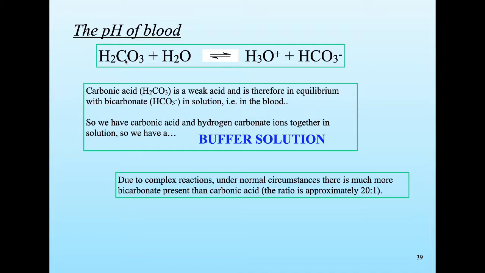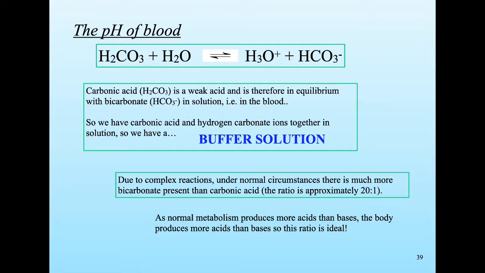Now, that doesn't make sense to a chemist, because a chemist would say, well, this is a weak acid, so the equilibrium is going to be heavily to this side. But apparently not. Apparently, due to reaction with, what was the thing it reacts with? I think it reacts with your red blood cells, some kind of enzyme that causes this reaction to be further to the right than we would usually expect. Don't worry about that. The important thing is, for a buffer solution to exist, they have to be present simultaneously. The carbonic acid and the hydrogen carbonate ions.